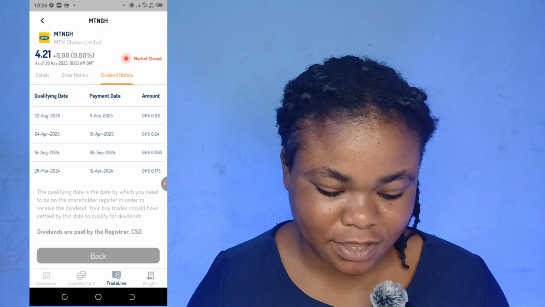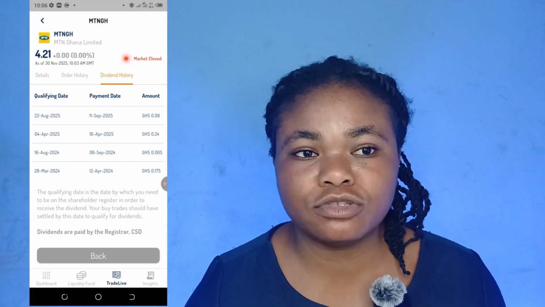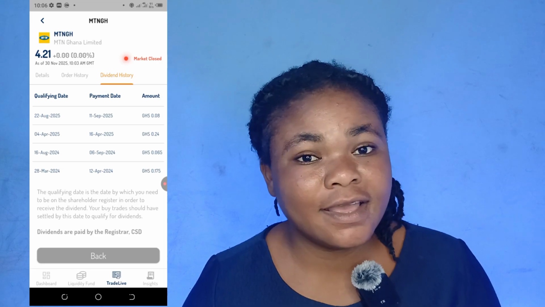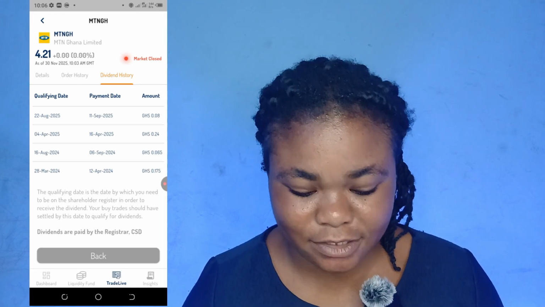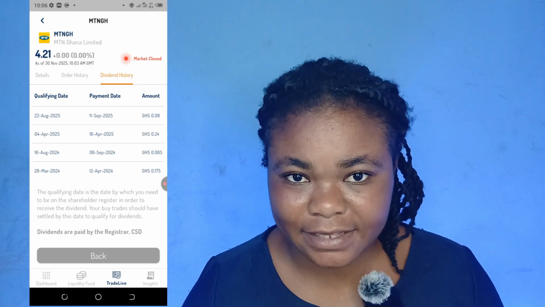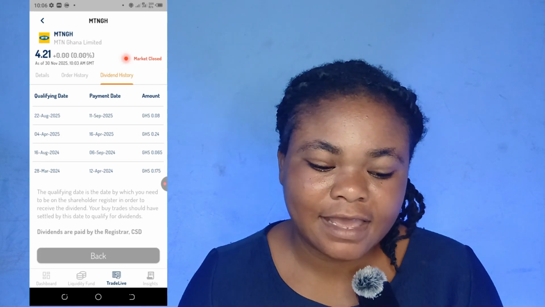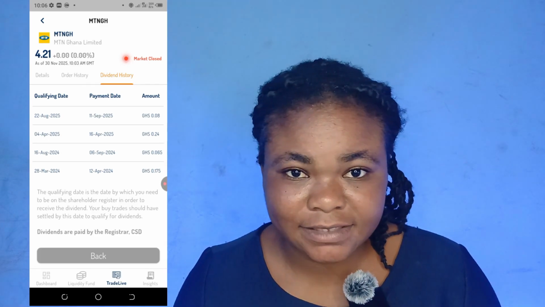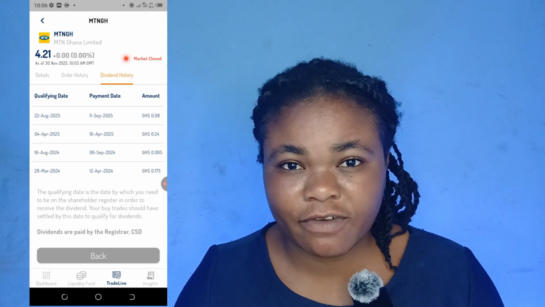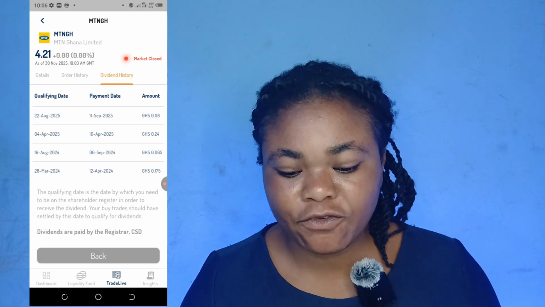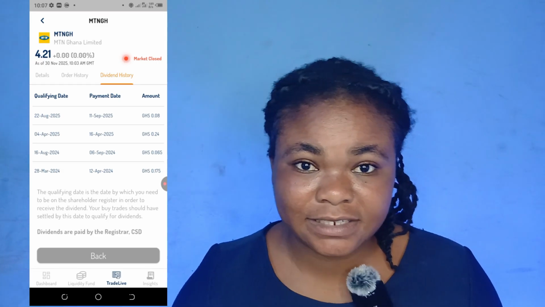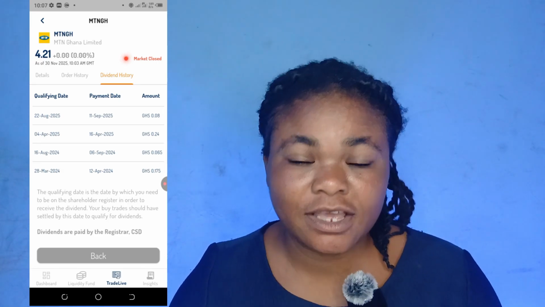When you are buying the stock, make sure to buy it before the qualifying date. The qualifying date is 22nd August, so you can buy the stock from 1st to 22nd August. If you delay and buy it on 23rd August, the day they are paying, you won't get anything because you won't qualify. But if you buy it on 22nd August and, let's say, on 23rd they pay the dividend, you will get some.